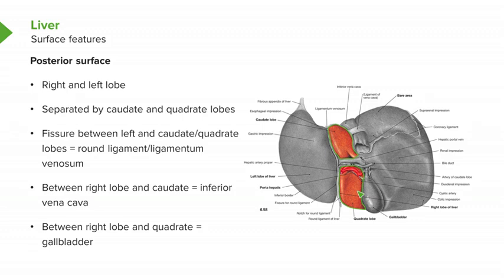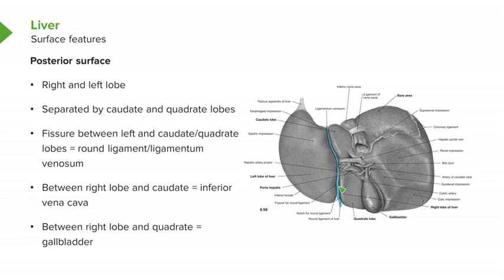There's a fissure between the left lobe and the caudate and quadrate lobes. This fissure running down here is an important fissure as it contains the round ligament of the liver, which is now going to run up in this direction. And as it's running on this posterior surface of the liver, it becomes the ligamentum venosum. It just changes its name.